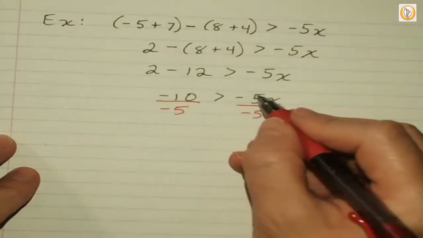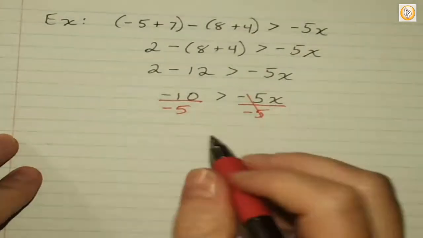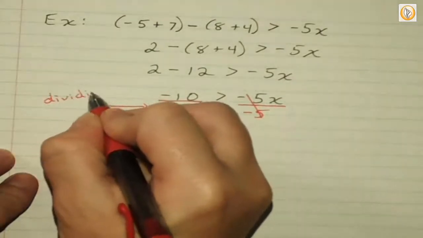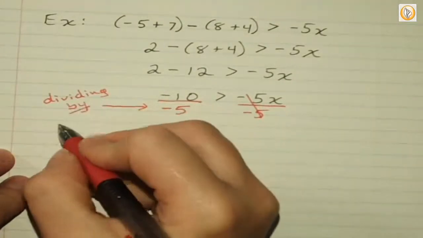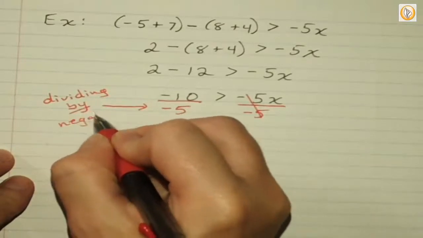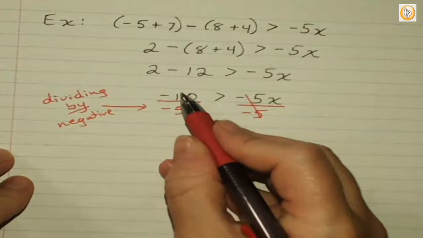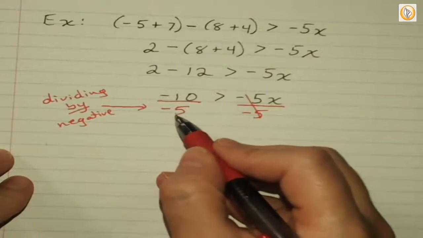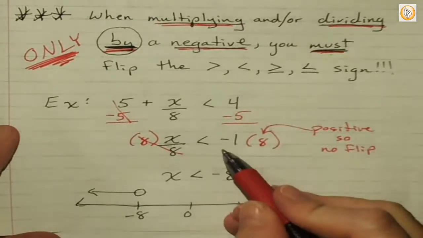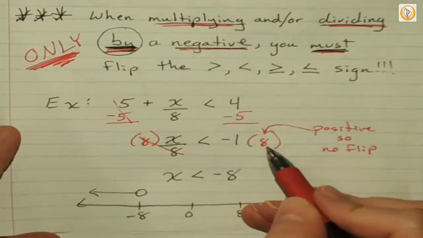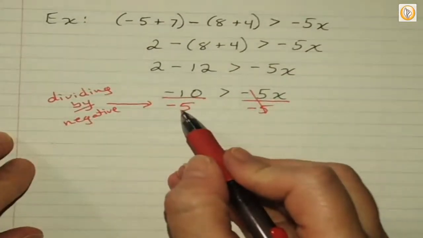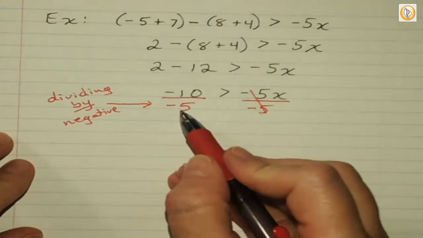Oh, wait a minute. I am dividing by a negative. It doesn't matter about that 10. This is what matters. Look again over here. It doesn't matter about that negative 1. We were multiplying by a positive. Here, we are dividing by a negative. Do y'all see that now?